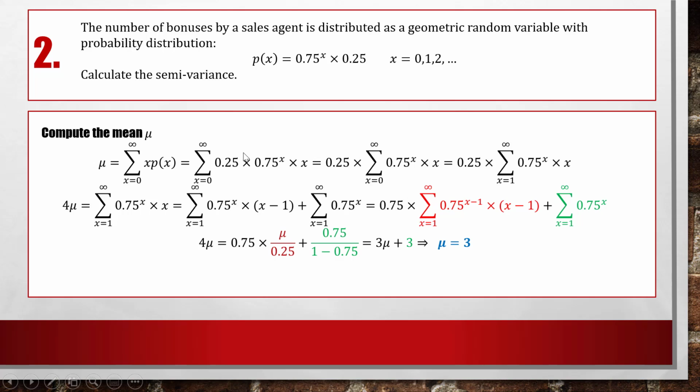Now 0.25 is just a constant number. We can go ahead and bring it outside of the summation. So we get the third summation: 0.25 times the summation, x going from 0 to infinity, of 0.75 to the x times x. Now if you observe, when x equals 0, the product is 0, so we actually can eliminate the value 0. So this summation becomes the summation of 0.75 to the x times x, where x goes from 1 to infinity.